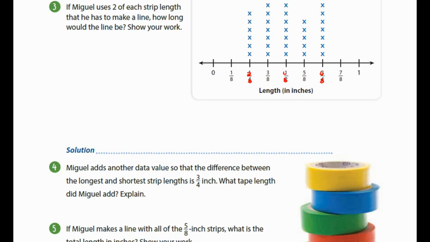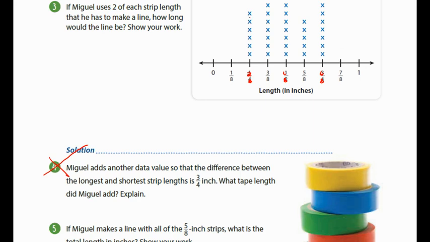Number 4 says if he adds another, we're actually going to skip number 4. We're not going to do number 4. And then number 5, if Miguel makes a line with all the 5/8 inch strips, what is the total length in inches? So we would take those 5/8. There's 1, 2, 3, 4, 5 of those. And we would multiply that by 5/8 to give us our answer. So go ahead and do numbers 3 and 5, and we will come back and check your answers.